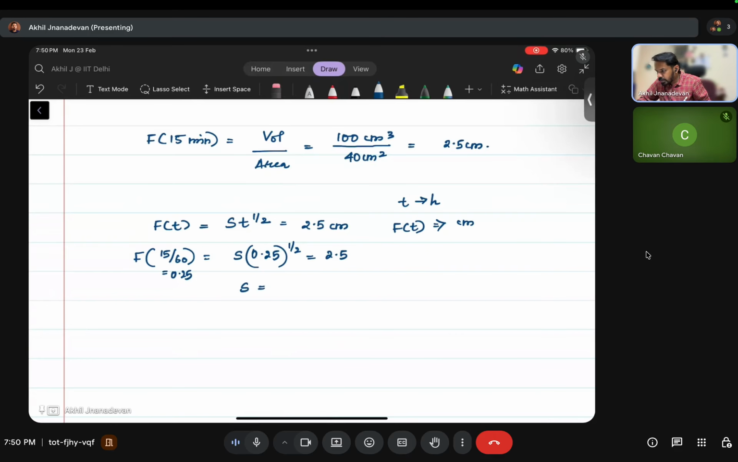So S will be nothing but 2.5 divided by 0.25, the whole raised to half. That will be coming around 5 centimeter per hour raised to half. So through this, we are able to find one of the parameters, that is sorptivity of the soil, that is equal to 5 centimeter per hour.